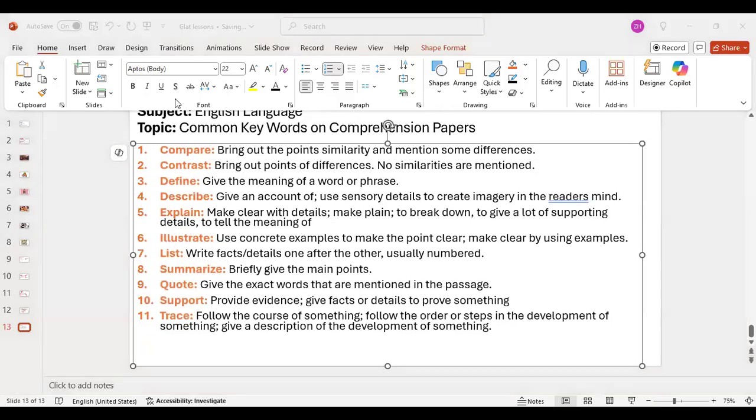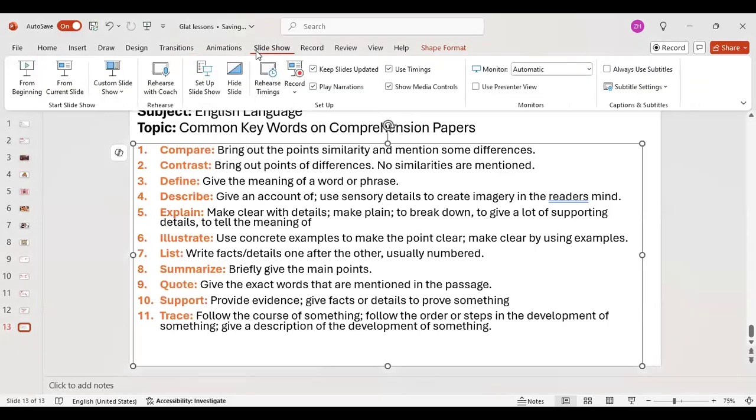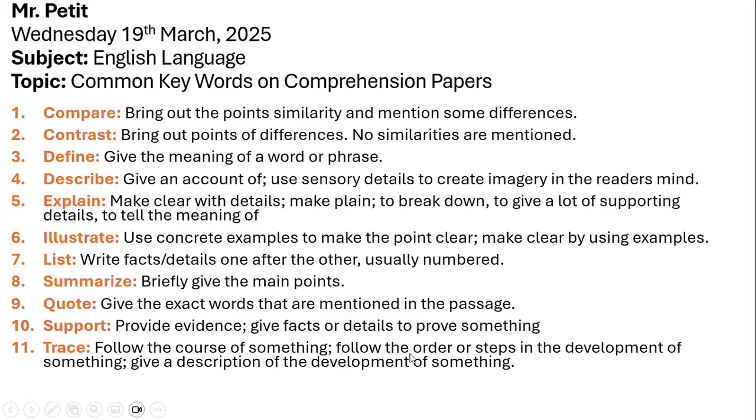All right, trace. Trace means to follow the course of something. Follow the order or steps in the development of something. Give a description of the development of something. So if they say trace Rhonda's development into a confident individual, we want to walk through it. So first, she was shy. Give me a synonym for shy. Timid, right? What else can we use for shy and timid? Come on, y'all gotta have these synonyms ready. Rapid fire. She was shy. She was timid. She was what?